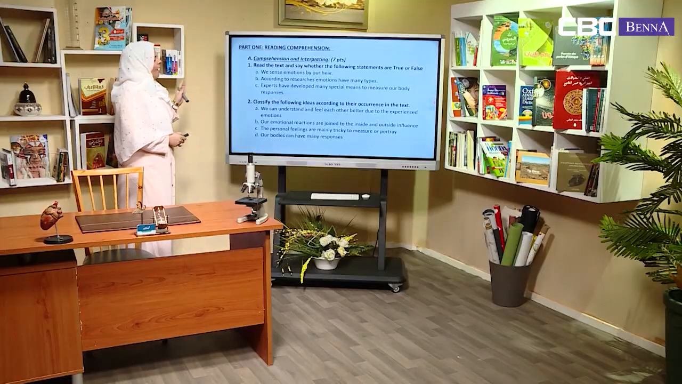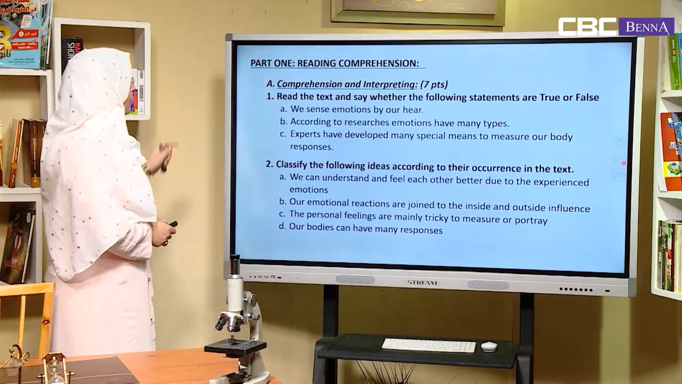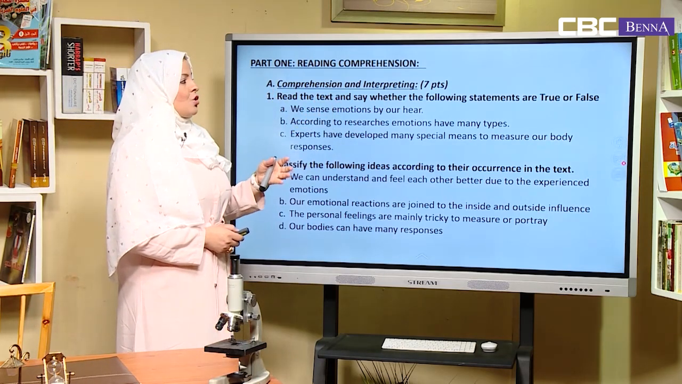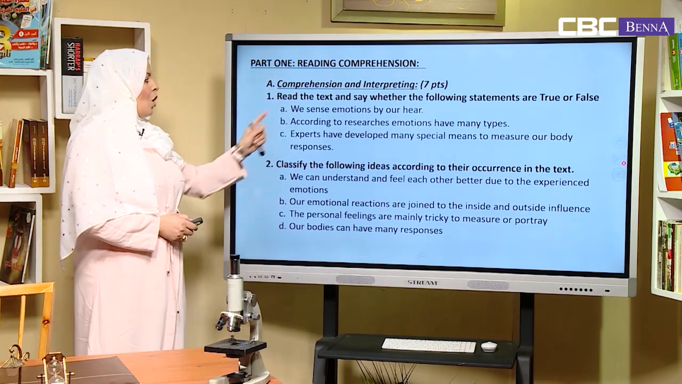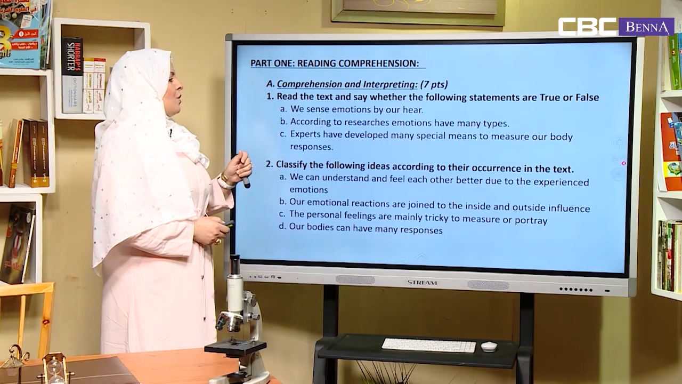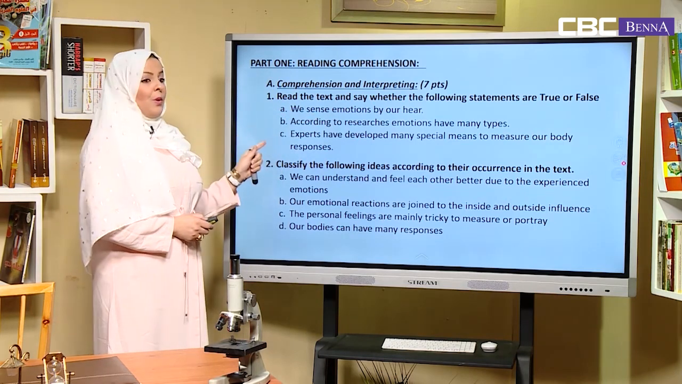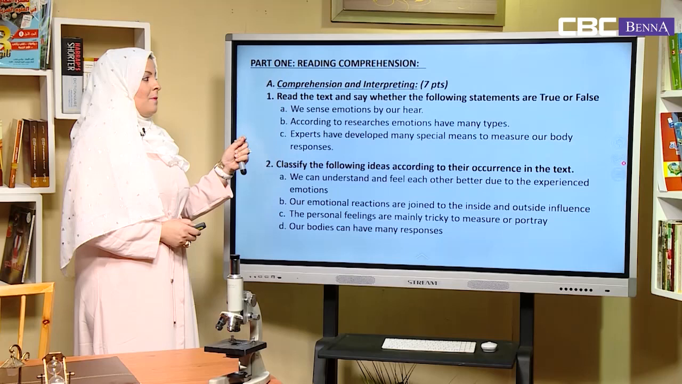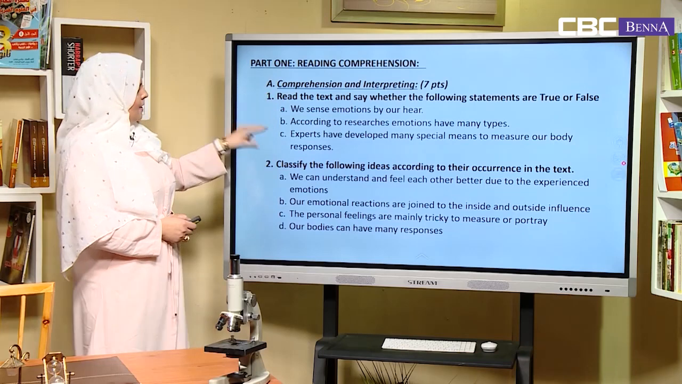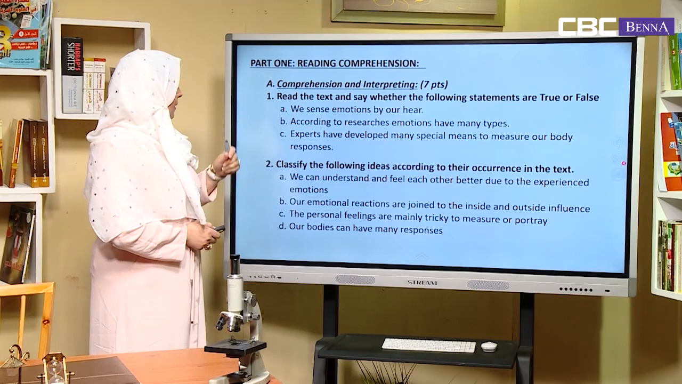So this is our text. Let's read the questions about the text. It means the comprehension, which is the first part of reading. So read the text and say whether the following statements are true or false. A. We sense emotions by our heart. B. According to researchers, emotions have many types. C. Experts have developed many special means to measure our body responses. So these are the three questions that we have in our first activity.